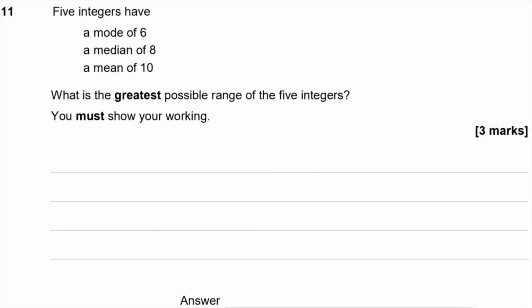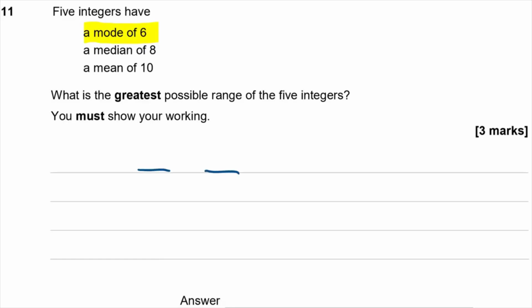Okay, in this question, it's a bit of a puzzle. I've got 5 integers, and I know that the mode is 6, the median is 8, and the mean is 10. And I have to use these bits of information to work out what the greatest possible range might be for those 5 numbers. So let's go through one piece of information at a time and see if we can piece it all together. Now the first piece of information is that there is a mode of 6, which means there needs to be at least 2 6s in my 5 values.